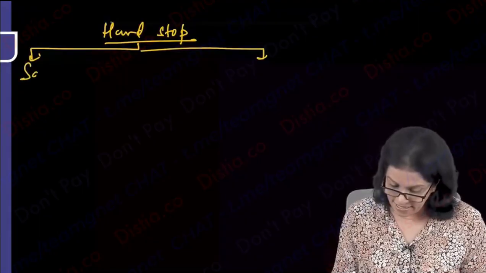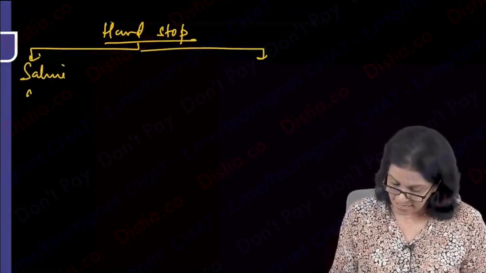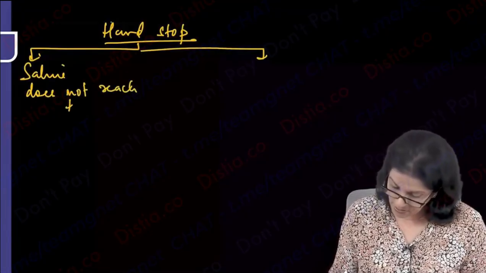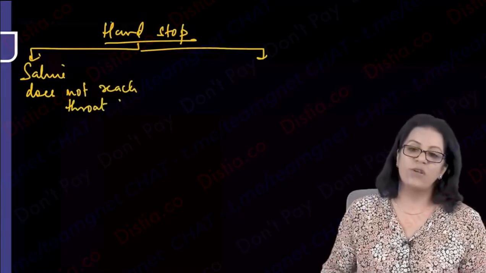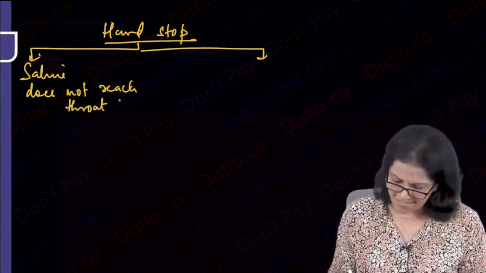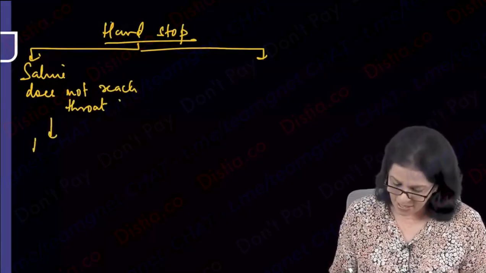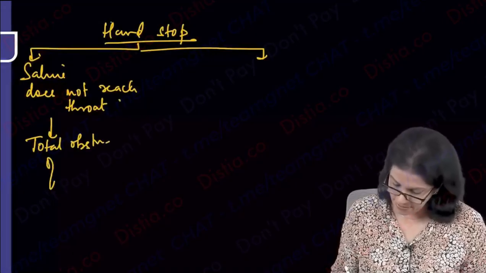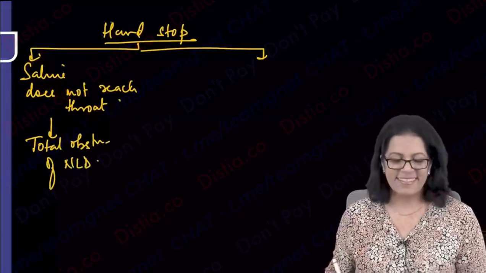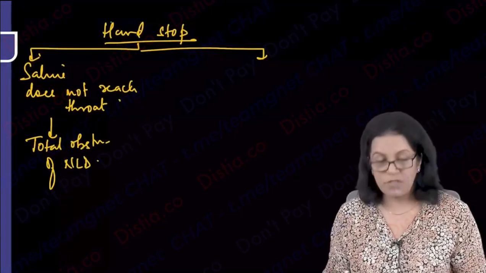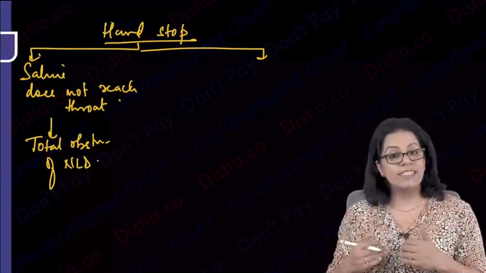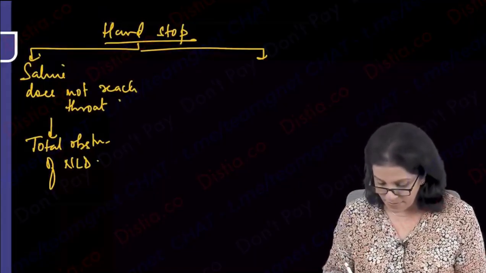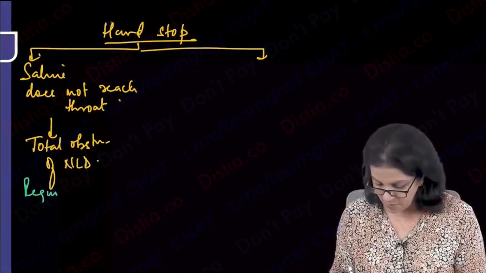Either the saline does not reach the throat. If it does not reach the throat, what do you think? Block. It is NLD blockage, isn't it? Total obstruction of NLD. Clear? This is no problem. Right? And if it is obstructed, it is not reaching the throat. Regurgitation definitely will be from both the puncta. So regurgitation from both puncta.